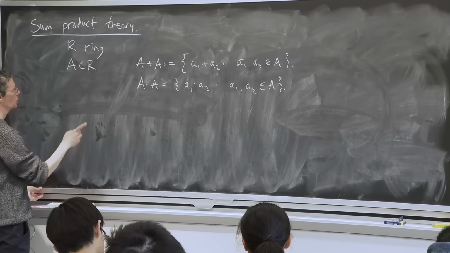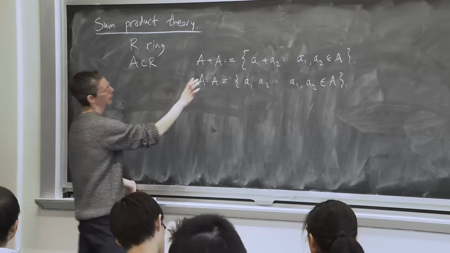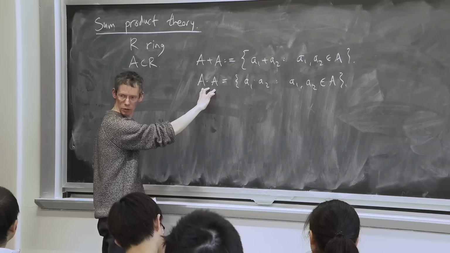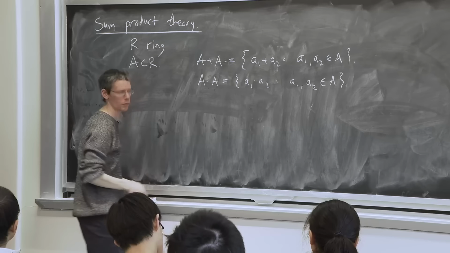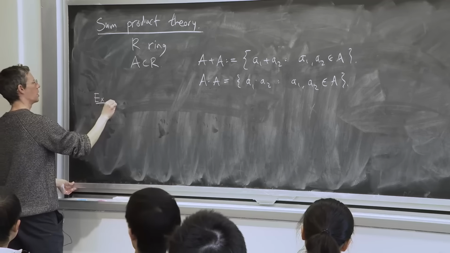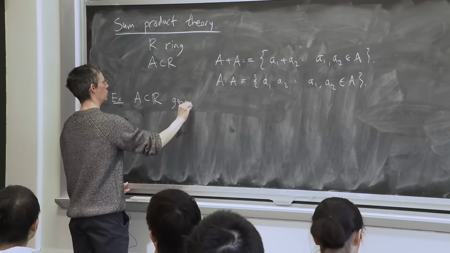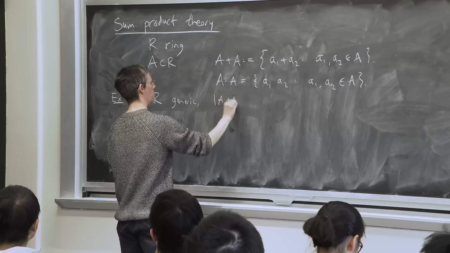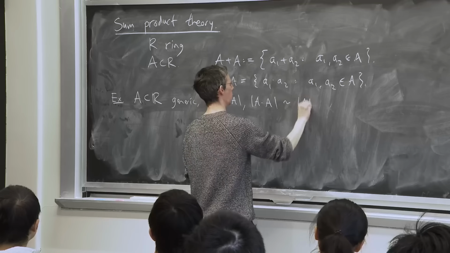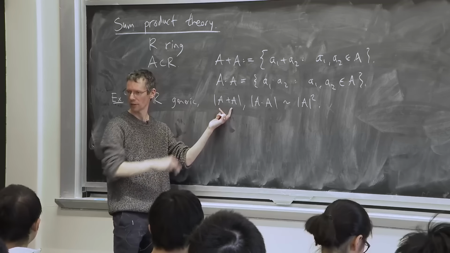So the idea of sum-product theory is to take a subset A of R. Could it happen that both A plus A and A times A are pretty small? We mentioned a few examples. If A is a generic subset of the real numbers, then A plus A and A times A would both be around the size of A squared, because generically there would be no coincidences in the sums or in the products.